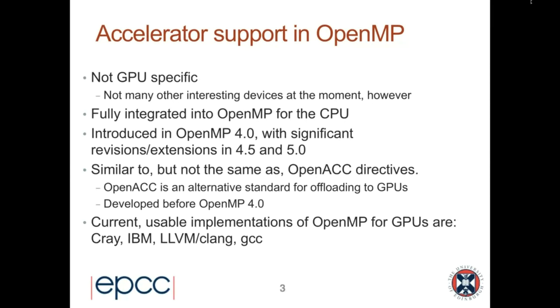In terms of what's out there at the moment, as far as I'm aware, the current usable implementations of OpenMP for GPUs are the compilers from Cray, IBM, the LLVM Clang compilers, and also GCC, the GNU compilers. The first two of those, Cray and IBM, are obviously proprietary compilers, which you need to pay good money for. The LLVM and GCC implementations are freely available, so in principle, you can install those on your own local system.